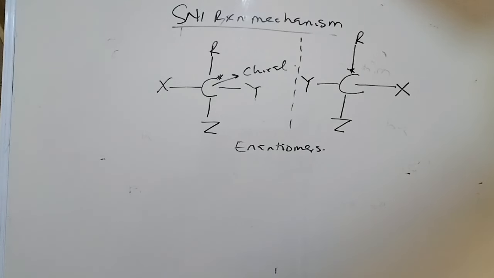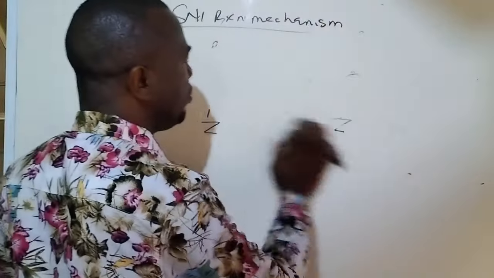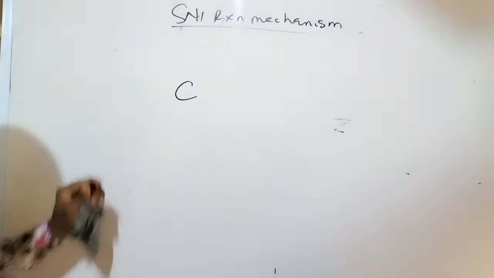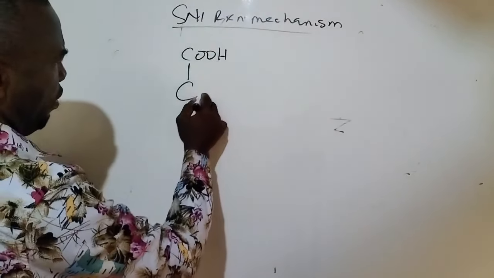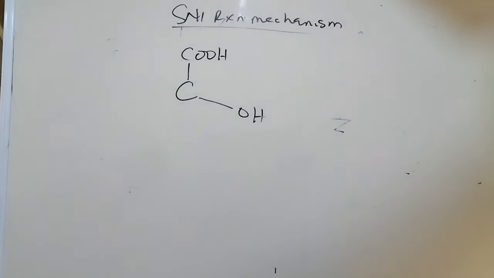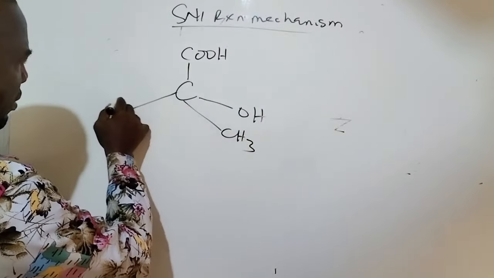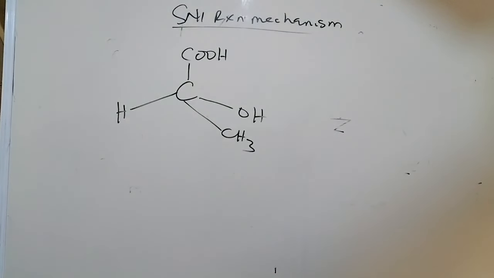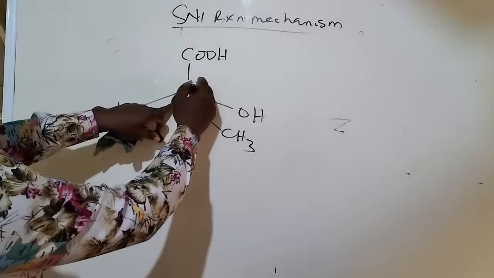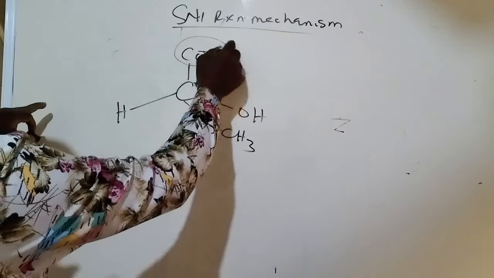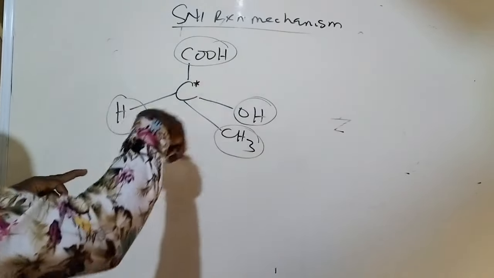Now, an example we can use to demonstrate a chiral compound is lactic acid. I have the formula. We have a carbon atom here, with the carboxyl group up, the hydroxyl group on one side, and then the methyl group and the hydrogen. This is our lactic acid, a three-dimensional structure of lactic acid. So you can see the central carbon. This is optically active because these four groups, group 1, 2, 3, and 4, are all different from each other.